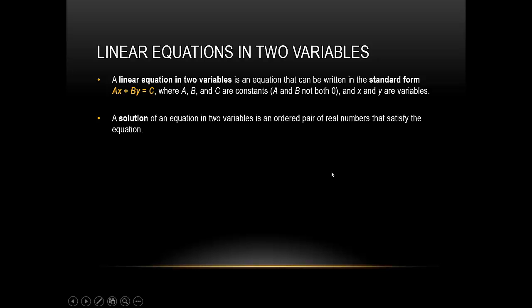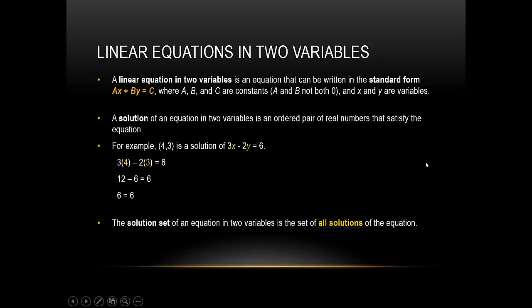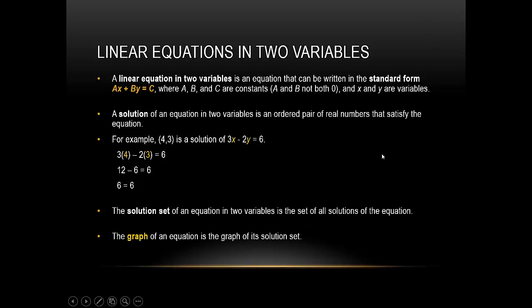A solution to an equation in two variables is that ordered pair, the x, y. When I plug them in, it makes this equation true. For example, if I have 4, 3, that would certainly be a solution to this equation, because when I plug in 4, 3, the left-hand side equals the right-hand side. And so any solution set of an equation in two variables is the set of all solutions of the equation.